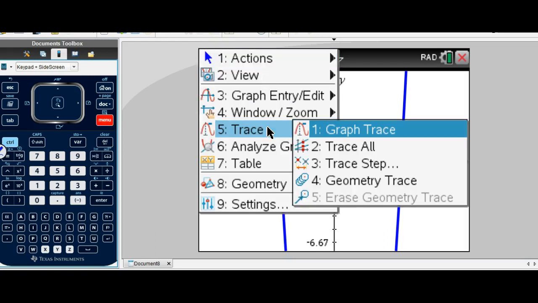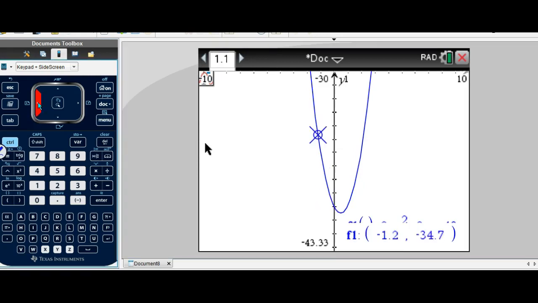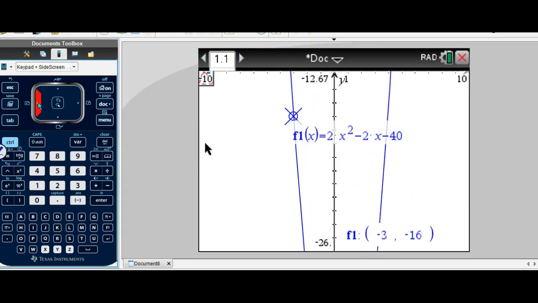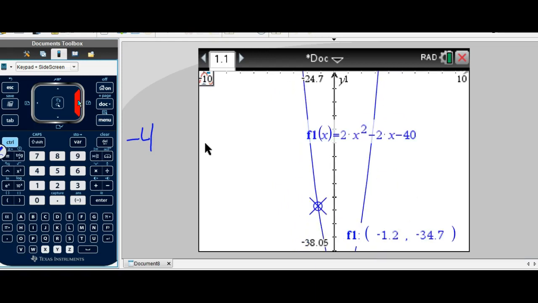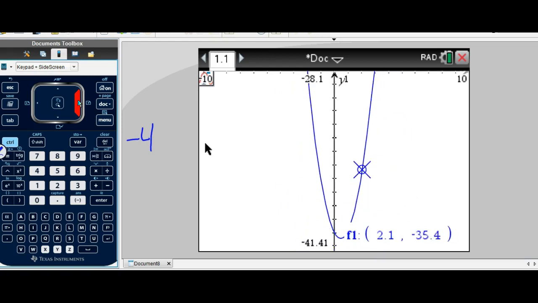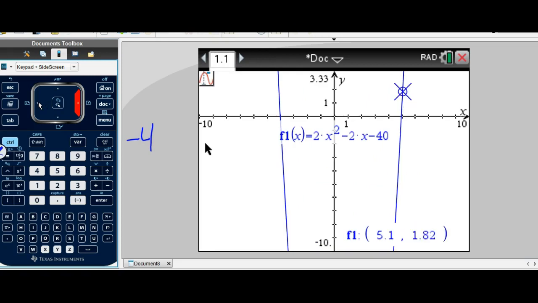Menu, 5 is trace, graph trace. We can move left or right until it stops at the 0 there, which is negative 4. Or the other 0, which we go all the way around to the right, which is, whoop, past it, 5. So those are our two solutions.